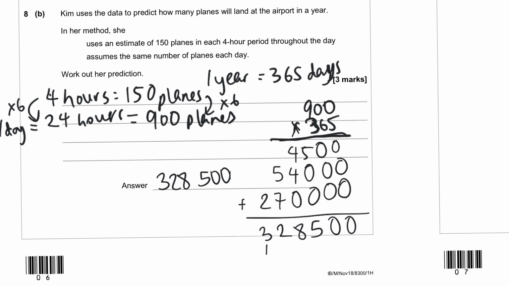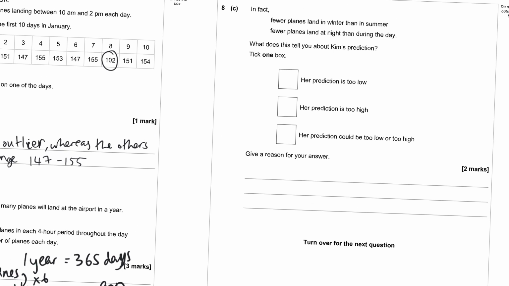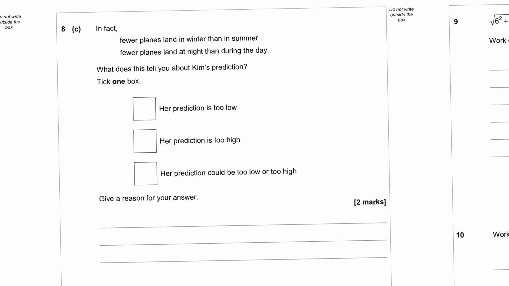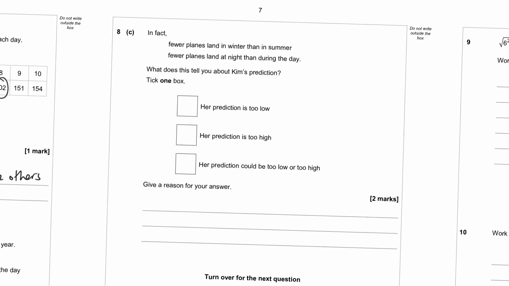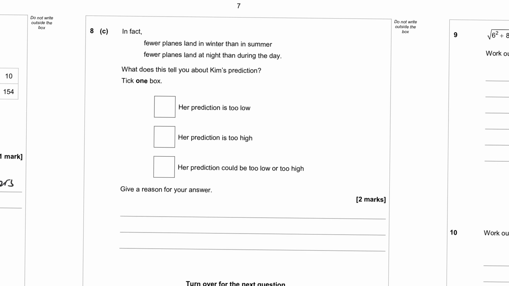Okay, moving on to question 8C. So 8C, which is still a follow-up, so if we have a look here, we'll read it first, and if we need to go back to the data, I'll move the page. 8C says, in fact, fewer planes land in winter than in summer, and fewer planes land at night than during the day. What does this tell you about Kim's prediction?